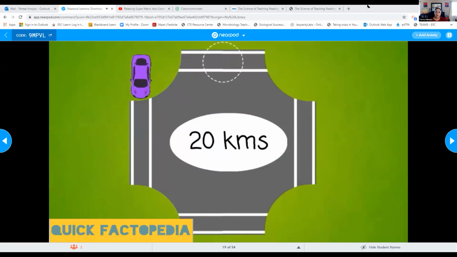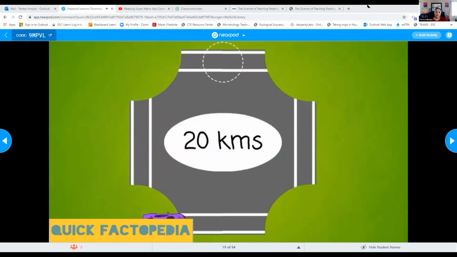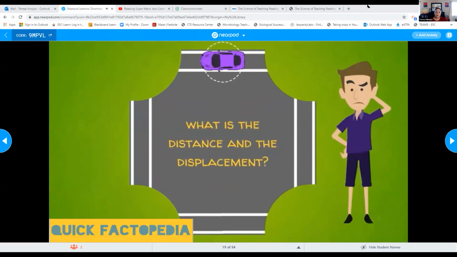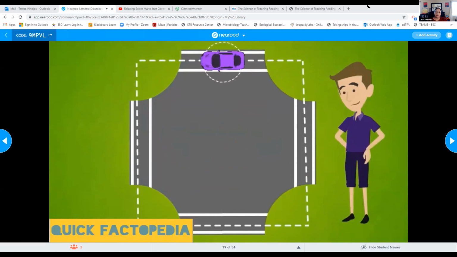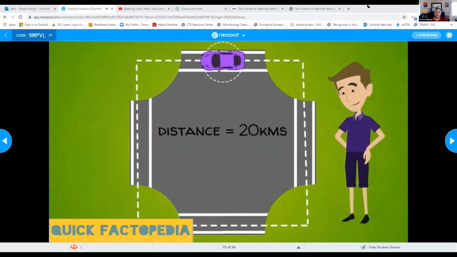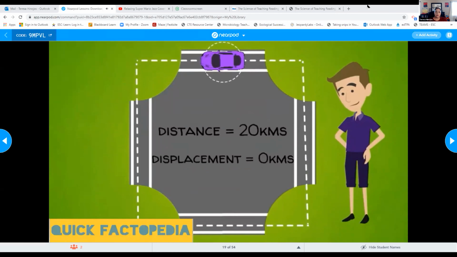Now let's say, if I travel 20 kilometers from one start point, and at the end, stop at the same point, then what will be my distance and the displacement? Here, the car starts traveling 20 kilometers from one point, and ends at the same point. The distance traveled here is 20 kilometers. But the displacement is 0, as the starting point and the end point of the car is the same, or say, the origin and the destination of the car is the same.